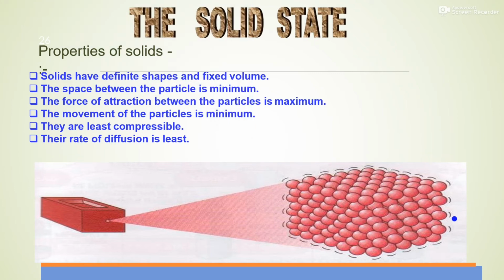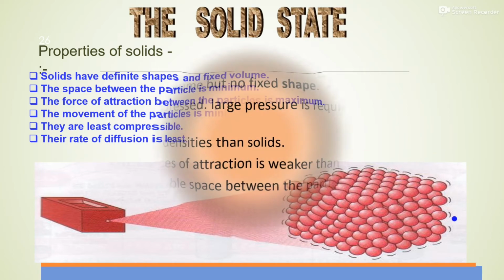So solids have definite shapes and fixed volume. The space between the particles is maximum. The force of attraction between the particles is maximum. The movement of the particles is minimum. They are least compressible and their rate of diffusion is least.